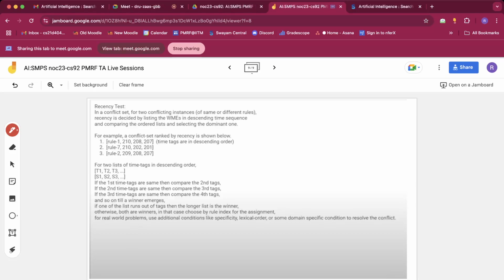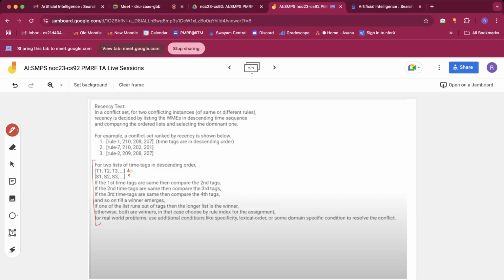So what recency does is, first focus on this part of what is written over here. Let's say we have some rules and working memory element tuples, where the tuples are represented by the timestamps. So we have t1, t2, t3, s1, s2, s3 for different rule data tuples. Each of these is inherently arranged in descending order, which means that t1 is greater than t2, t2 is greater than t3, and so on. Similarly, s1 is greater than s2, s2 is greater than s3, and so on.